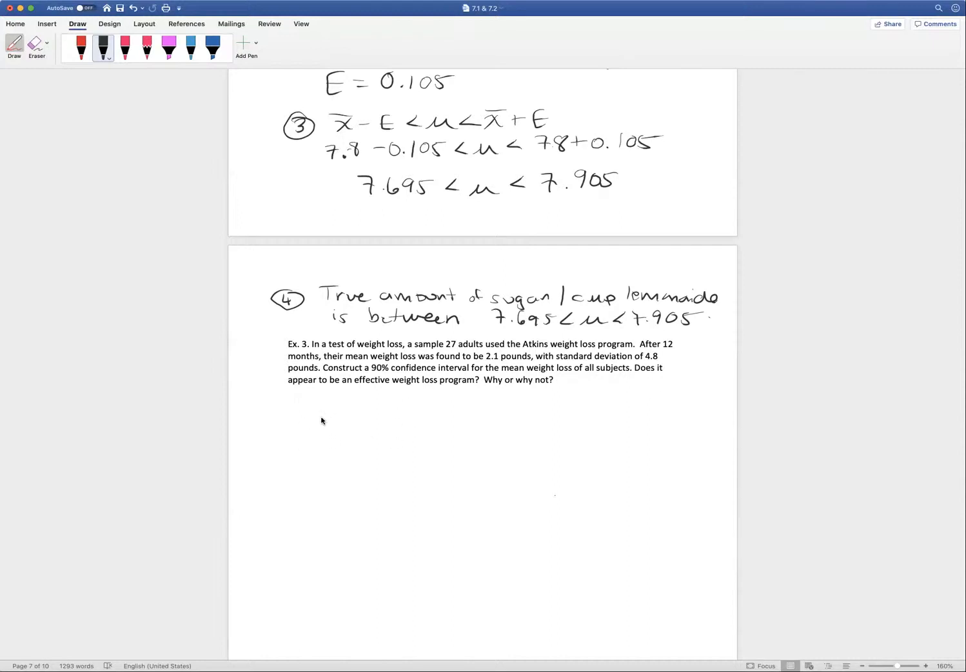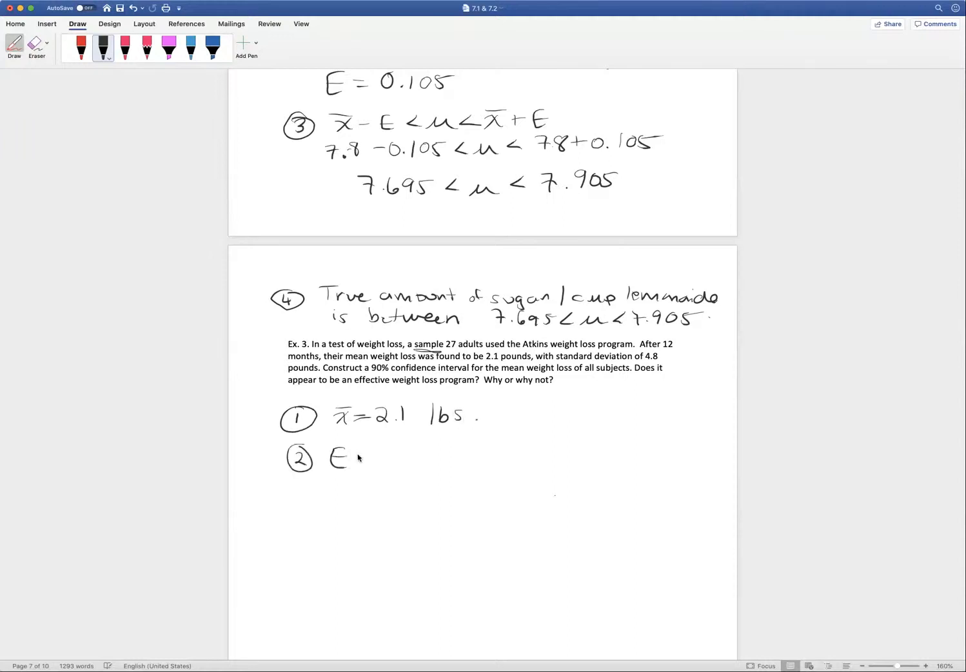Why or why not? The first thing I'm going to notice is I see this word sample. It doesn't tell me anything about the standard deviation, right? It doesn't say sample or population. But once you see that you're dealing with a sample, it's assumed that the standard deviation is going to be a sample standard deviation as well. So our best point estimate for the mean weight loss was found to be 2.1 pounds.